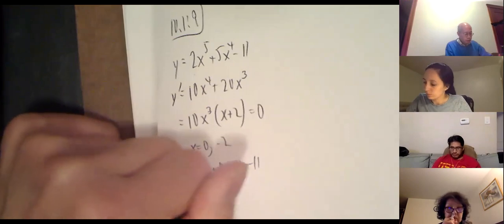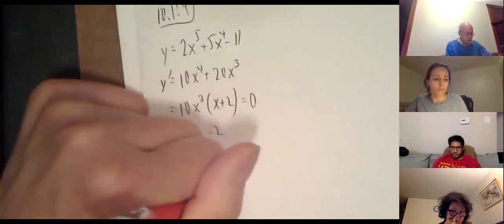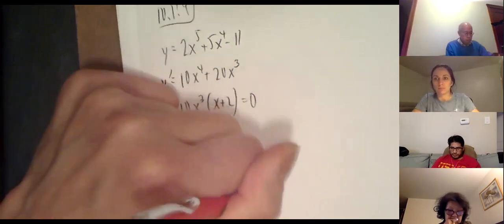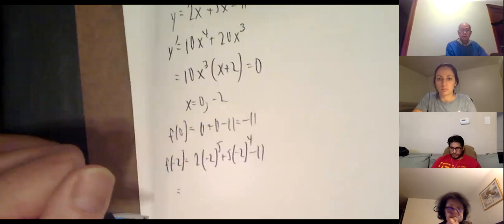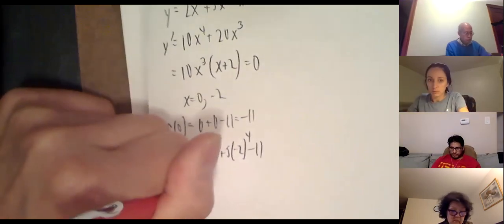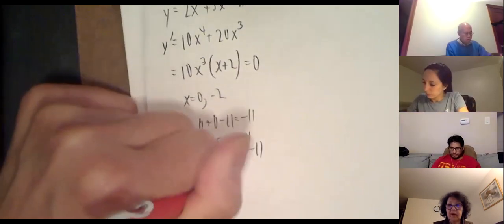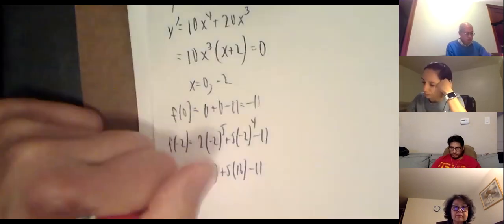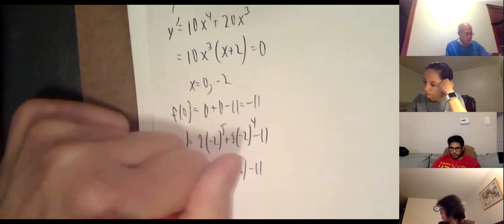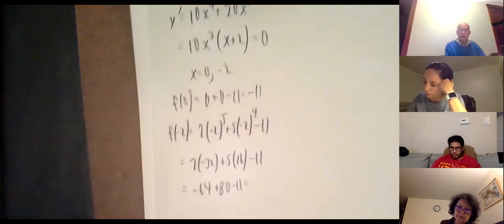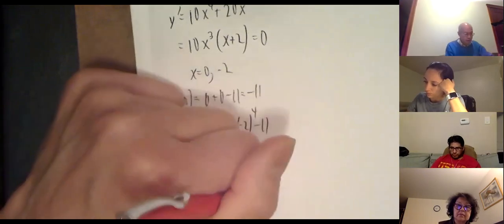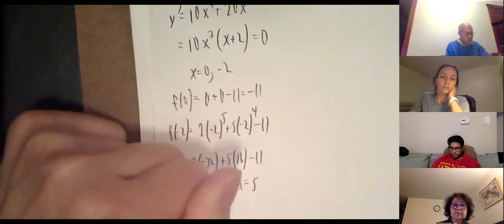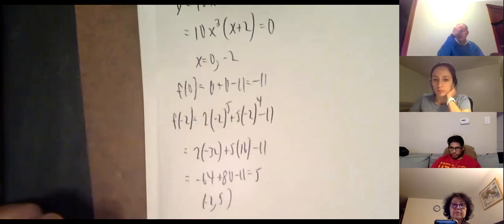2 times negative 2 to the 5th power plus 5 times negative 2 to the 4th power minus 11. Oh boy. So that's 2 times negative 32 plus 5 times 16 minus 11. Negative 64 plus 80 minus 11, which I think comes out to be 5. So negative 2 comma 5, I think. Did I do that right?